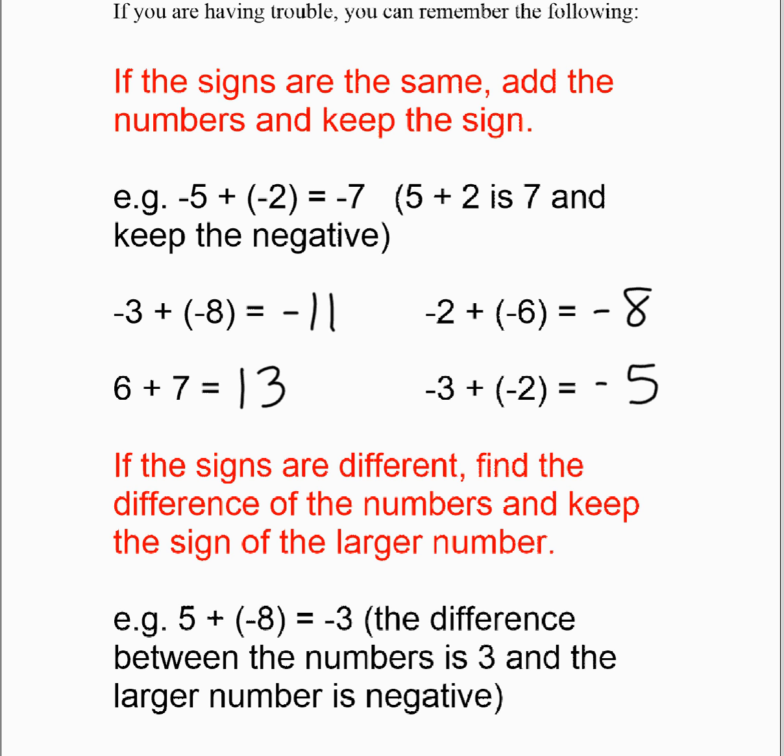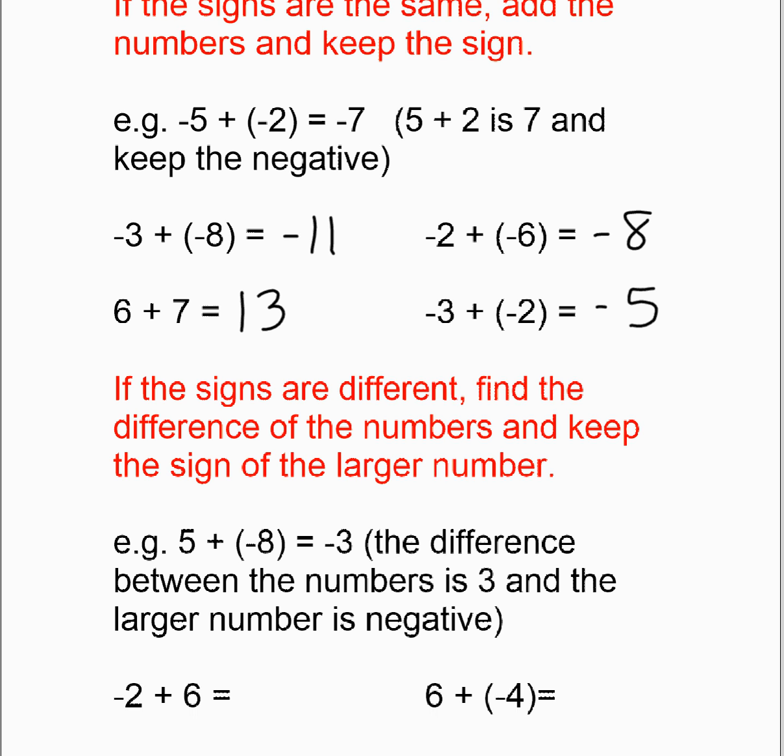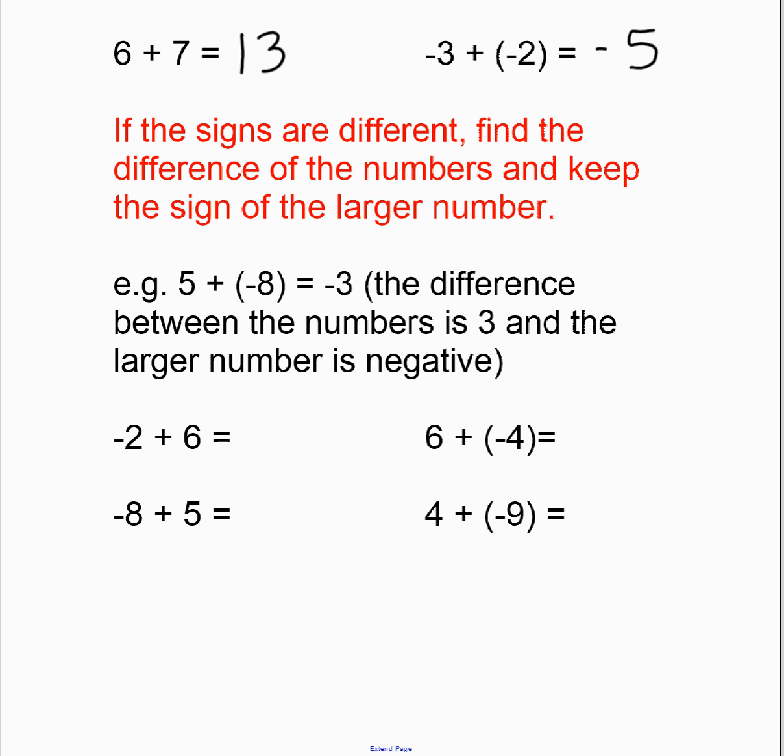Now, the other one to think about is what do you do when the signs are different? When the signs are different, you probably noticed that it was kind of like you were subtracting, that your answers actually got smaller. So what you actually do when the signs are different is find the difference between the numbers. For example, 5 plus -8 becomes -3 because the difference between 5 and 8 is 3. And in this case, because the bigger number, the 8, is negative, your answer will be -3.